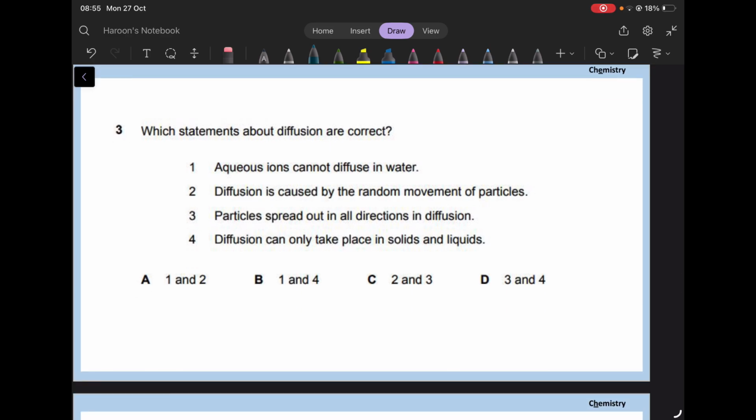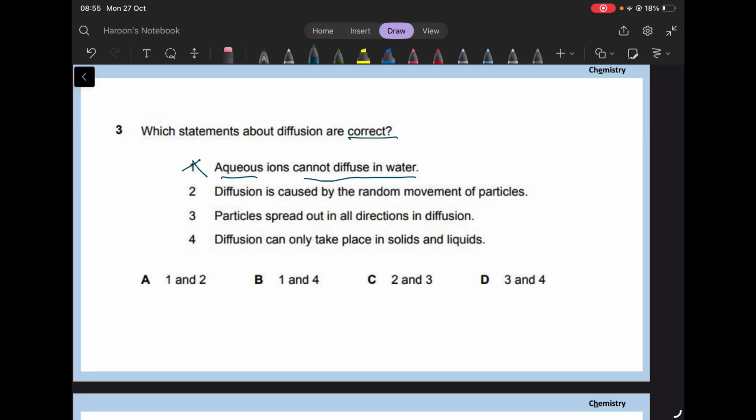Which statements about diffusion are correct? Now, aqueous ions cannot diffuse in water. We have these ions, these are aqueous, so because they must be in a liquid state, they can diffuse. They are looking for a correct statement.